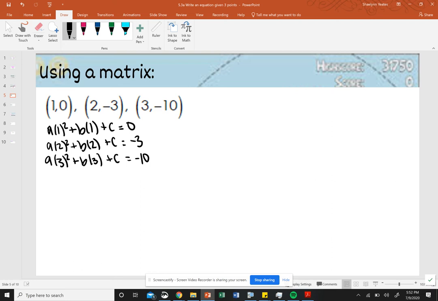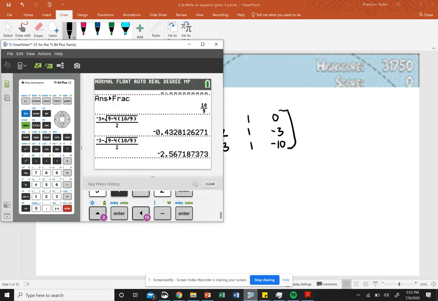So now from here, I'm going to set this up into a matrix. I'm only going to take the numbers. So this is going to be 1 squared, 1, 1. Now remember, in front of C, there's a 1 right here. Please don't forget about it. And then 0. Then I'm going to do the same thing down here. It's going to be a 2 squared, you could put 4 if you wanted, 2, 1, negative 3. And then in this last row, I'm going to do 3 squared, 3, 1, negative 10. Okay, there's my matrix. Now, I'm going to show you how to do this in the calculator.